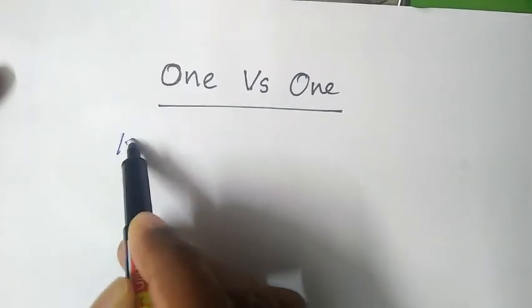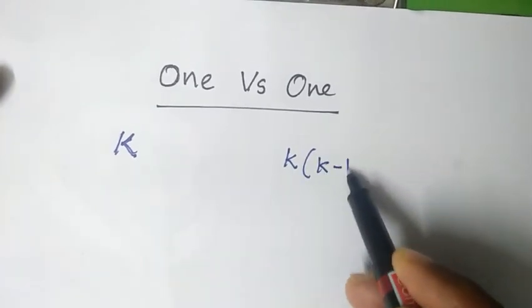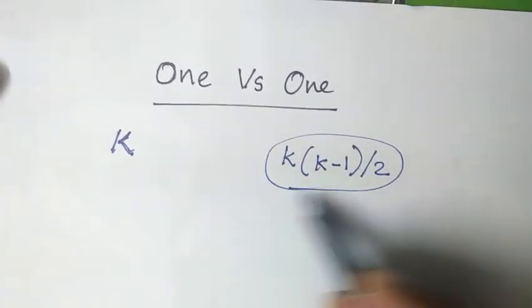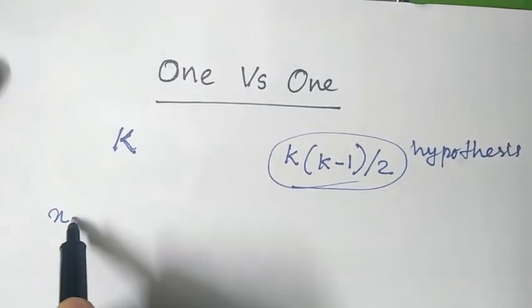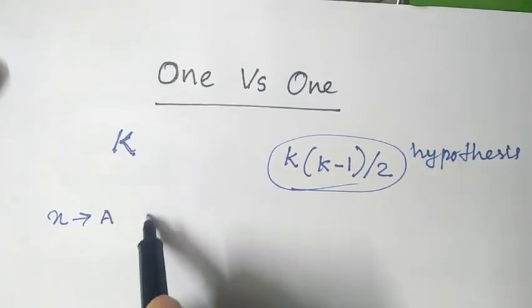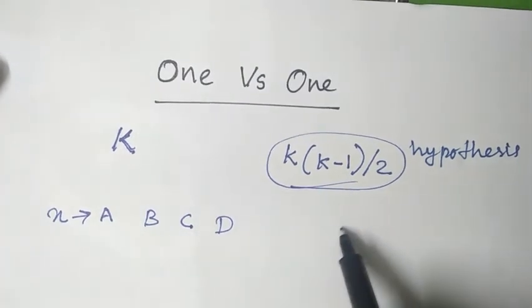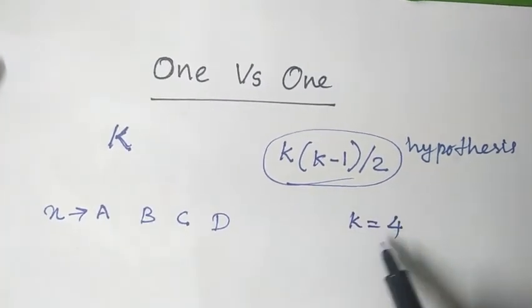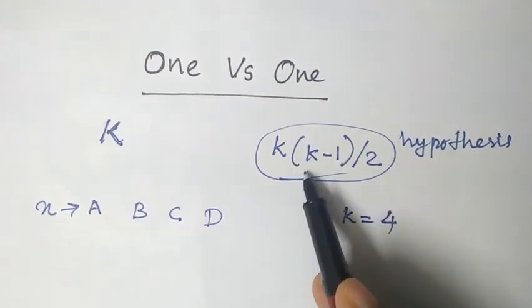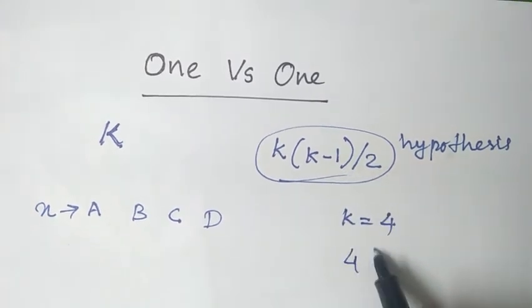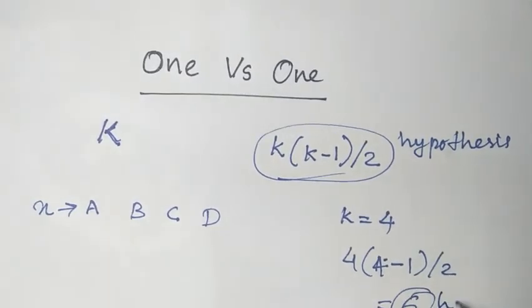Now let's see the one versus one method. Suppose there are k different labels; we construct k times (k minus 1) divided by 2 hypotheses. For example, suppose X is to be classified into 4 classes A, B, C and D. Here 4 classes are there, that is k is equal to 4. So how many hypotheses do we want to construct? We want to construct k times (k minus 1) divided by 2, that is 4 times (4 minus 1) divided by 2. So, a total of 6 hypotheses we have to construct.